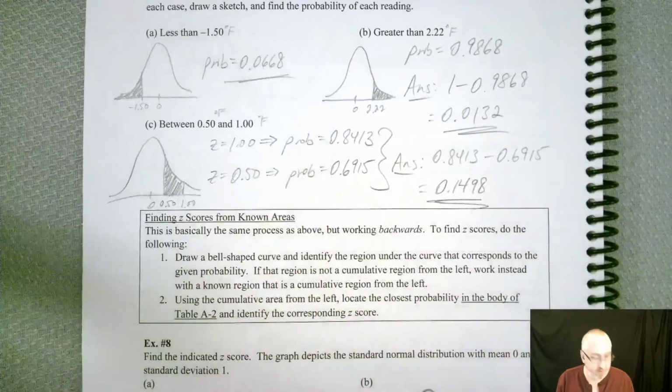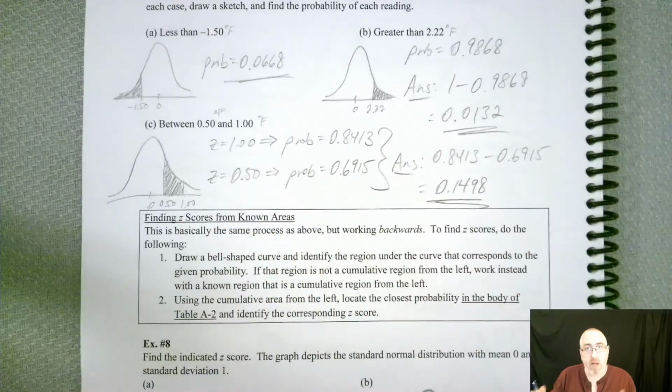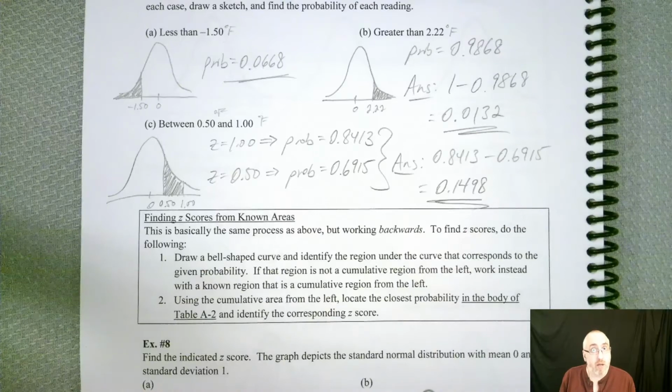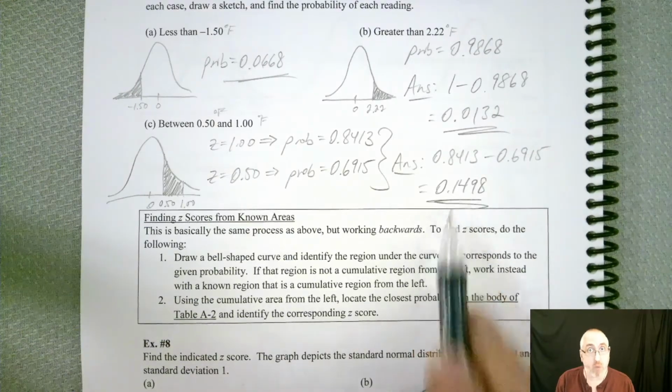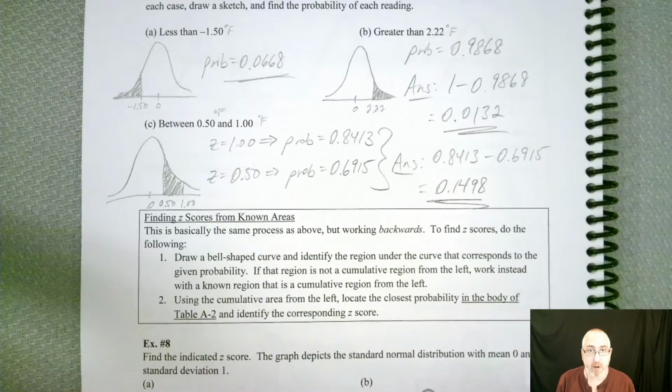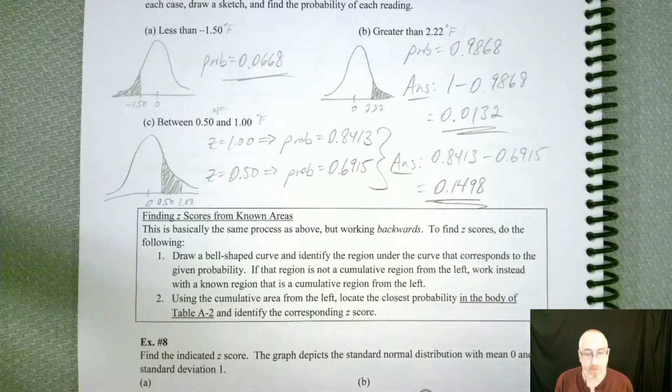So pretty close to 15%. Now, keep in mind, just like we said before, you're not going to want to write your answers as percentages unless they ask you. So always write your probabilities as decimals like this, with 4 decimal places in this chapter. 3 in the previous one, but 4 in this one.